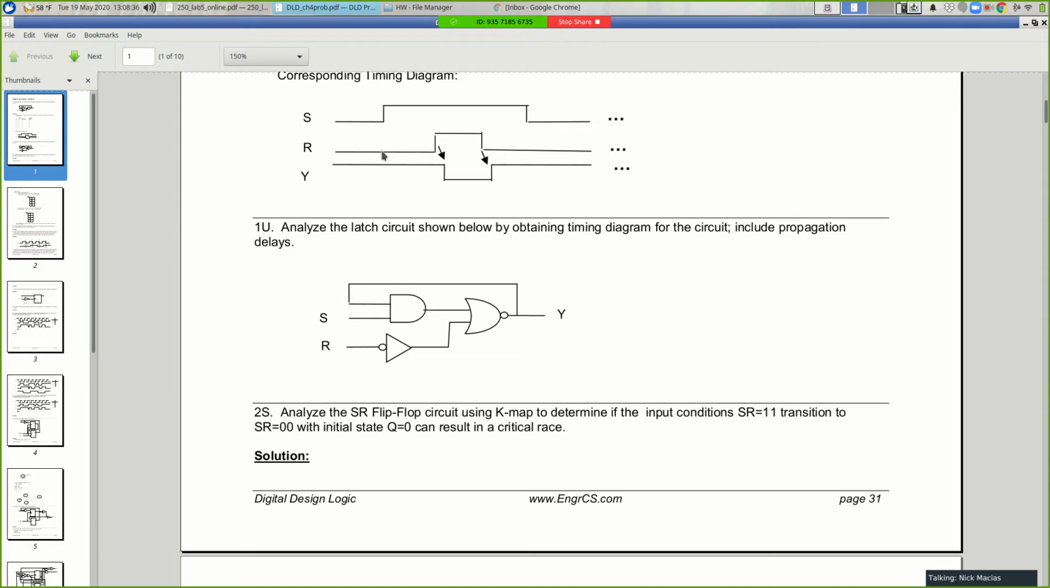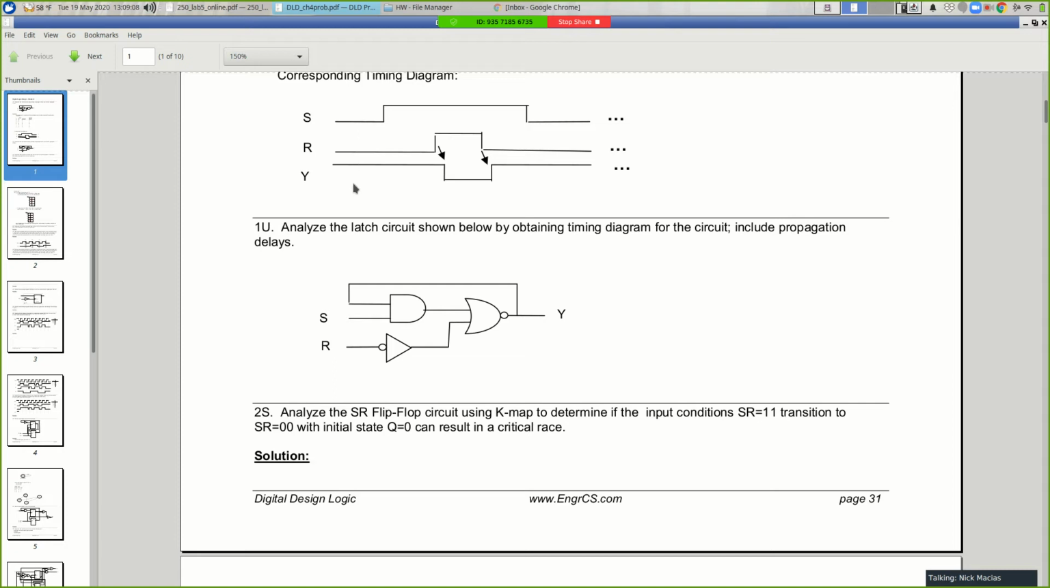And then change R to a different value, and then maybe change S and R back, and try to capture different combinations of S and R, but also different orders of sequences, because these are sequential circuits. It's not just enough to say if S is 0 and R is 0, Y is this. It might depend on what happened previously. So try to see what the different behaviors of this circuit are, and then come up with a set of values in sequence for S and R that illustrate the different things this circuit can do.